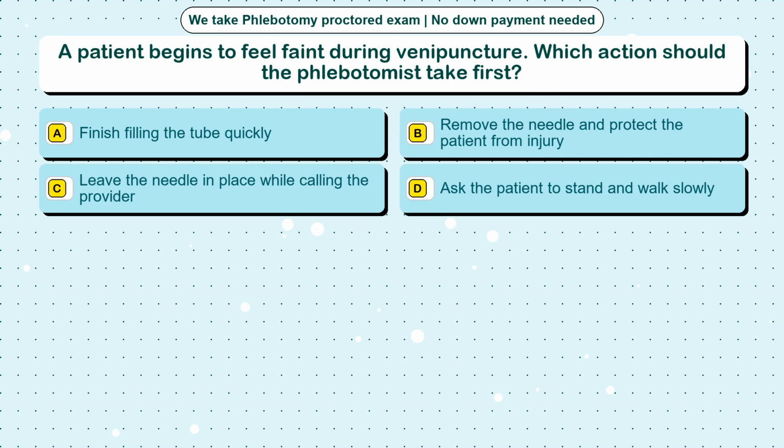Question 10. A patient begins to feel faint during venipuncture. Which action should the phlebotomist take first? Option A. Finish filling the tube quickly. Option B. Remove the needle and protect the patient from injury.